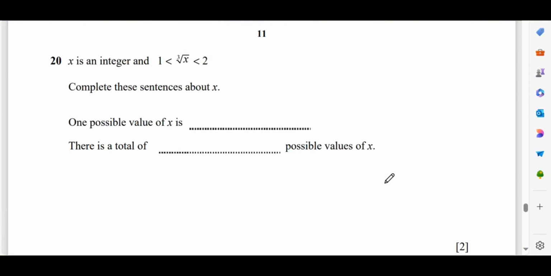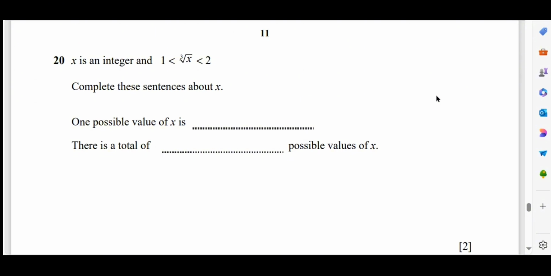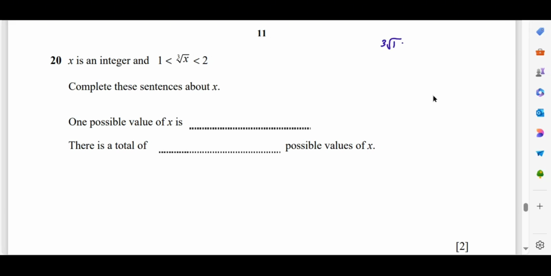The next question we have is also inequality. They say that x is an integer. Of course, integer is a whole number, and 1 is less than cube root of x and less than 2. Complete the statement about x. One possible value of x: cube root of 1 gives us 1, and cube root of 8 gives us 2. So the possible value of x can be any number between, 2, 3, 4, 5, 6. Okay, these are the possible values. So you can pick any of them.